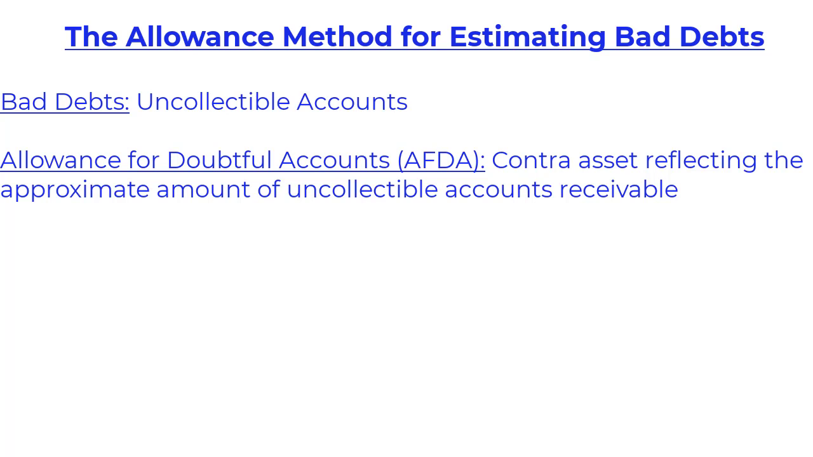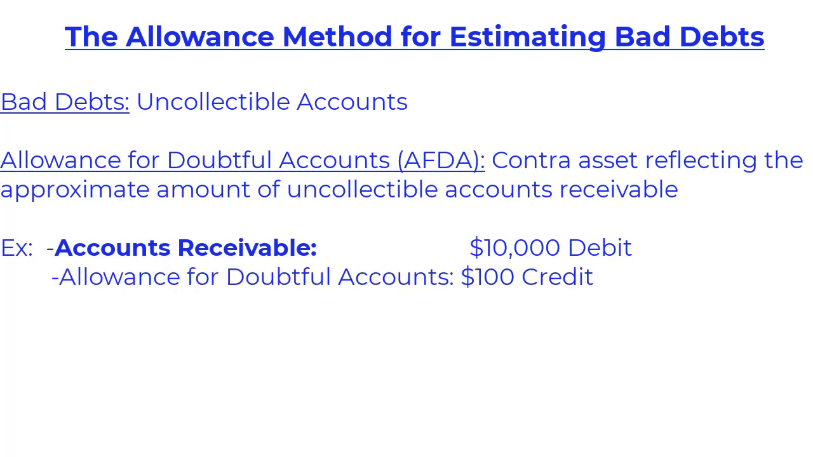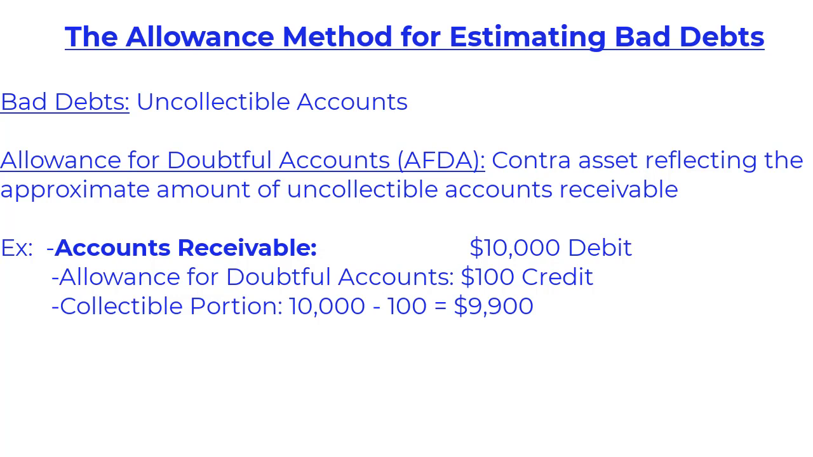This account is a contra asset, meaning it has a normal credit balance, whereas most assets have a normal debit balance. To give an example, if the accounts receivable account had a $10,000 debit balance, and the allowance for doubtful accounts had a $100 credit balance, this would mean that the company believes that $100 out of the total $10,000 accounts receivable is uncollectible, leaving $9,900 as the net realizable value or collectible portion of accounts receivable.